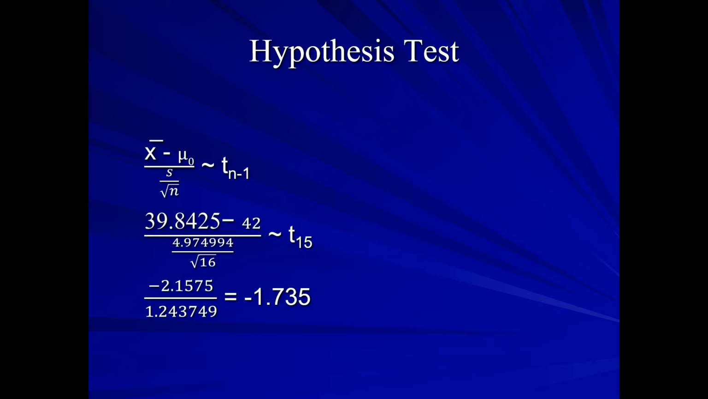Our x bar value, 39.8425. Our mu 0 value, 42. Our sample standard deviation, 4.974994. Our sample size is 16. That's distributed as a t with 15 degrees of freedom. And when we do the arithmetic, we find that we get a t-value of negative 1.735.